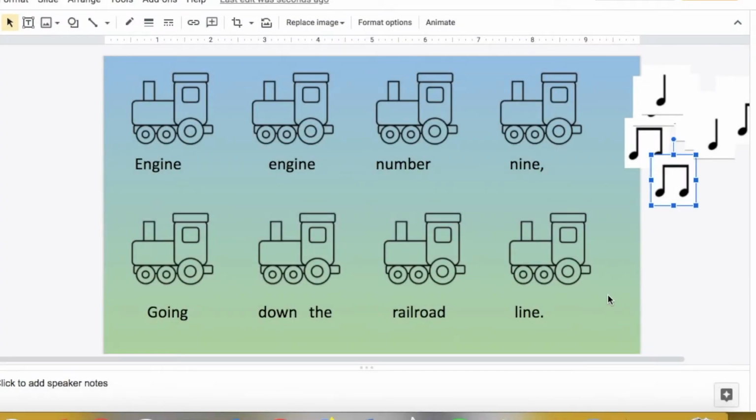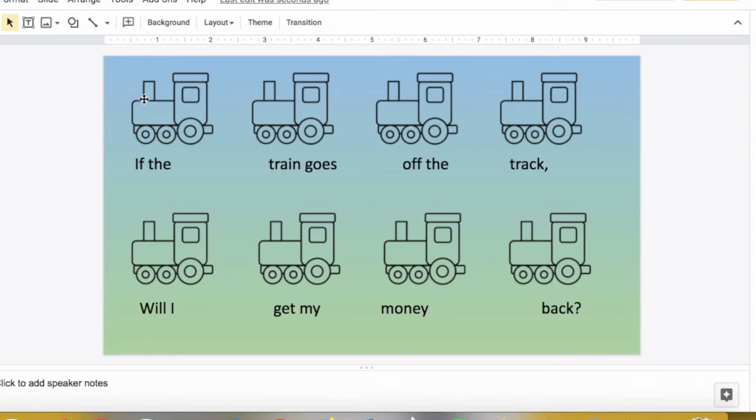So now we're going to go through and see if we can figure out what rhythms we need in the song Engine, Engine, Number 9. All right, let's now say our Engine, Engine, Number 9 while we pat the steady beat on each train. Ready? Here we go. Engine, engine, number 9, going down the railroad line. If the train goes off the track, will I get my money back?